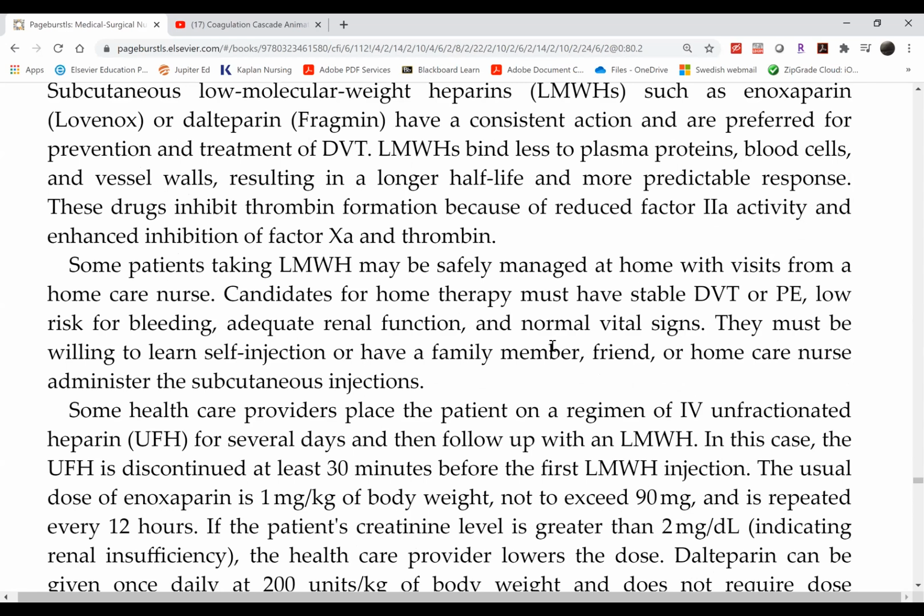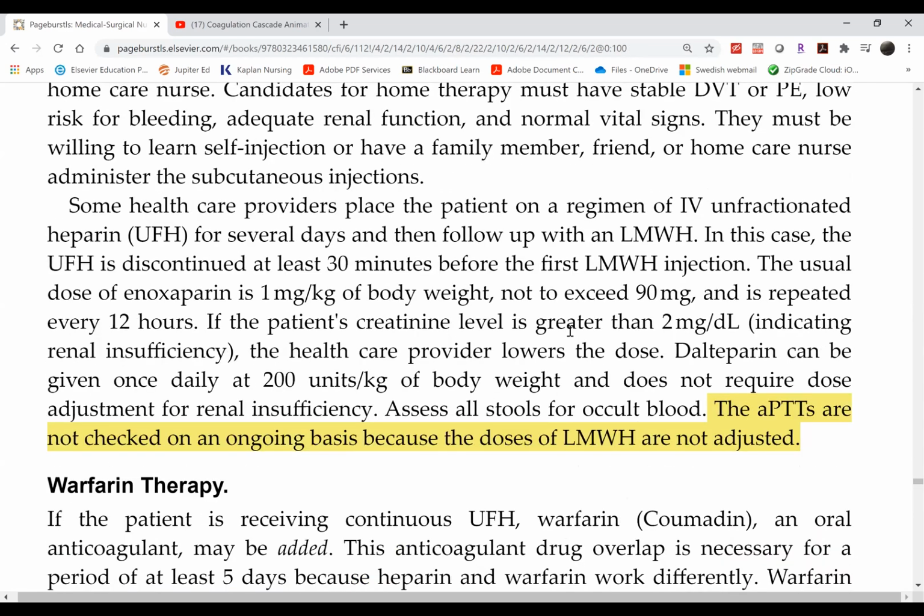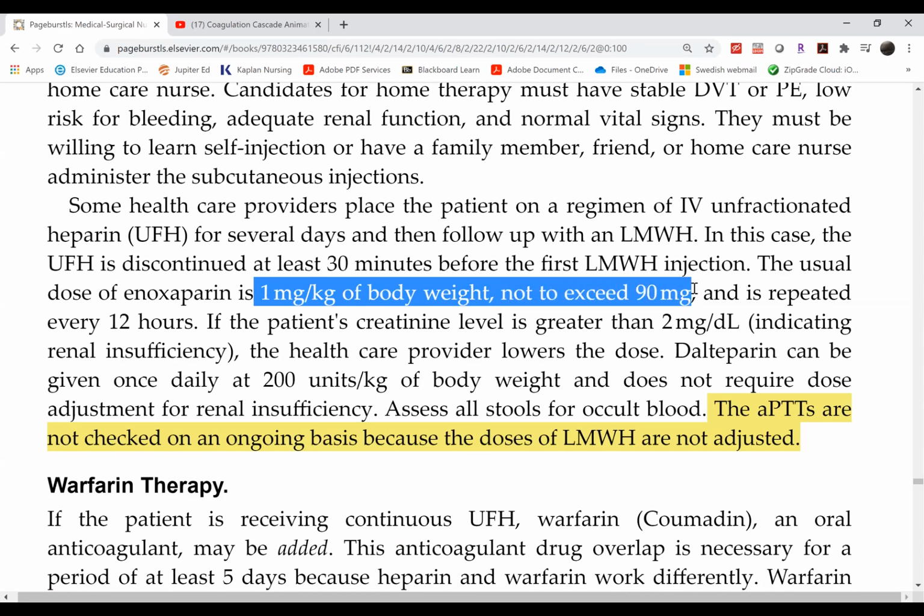Like I said earlier, unlike unfractionated heparin, wherein you have to monitor the PTT every 6 hours, the whole entire infusion, the low molecular weight heparin is weight-based. It's 1 milligram per kilogram. So therefore, since the dose doesn't change anyway, regardless of what the PTT says, the doctor won't adjust the dose because it's weight-based. So therefore, why check the PTT in the first place? Does that make sense?